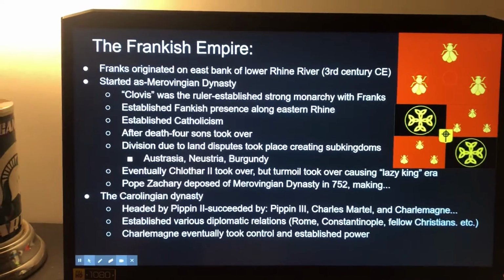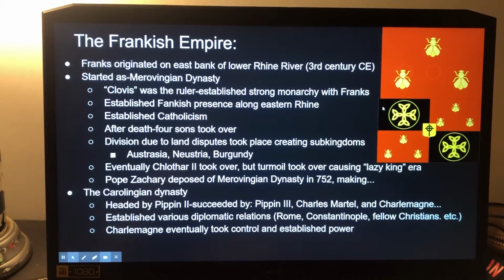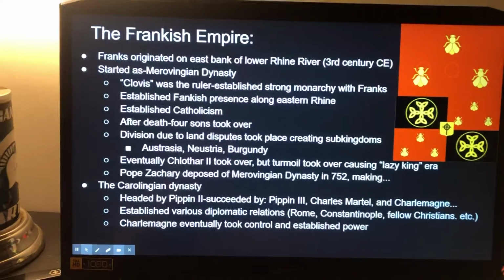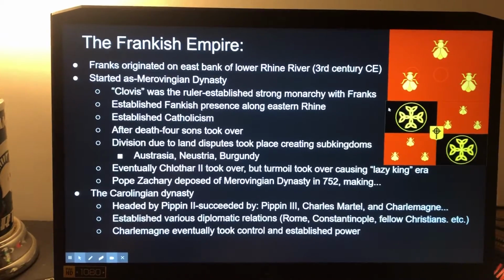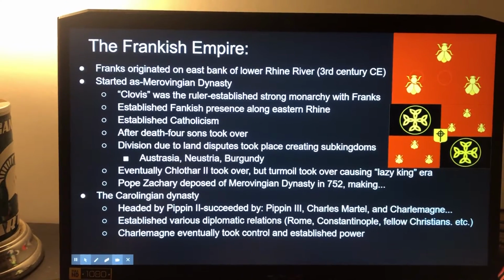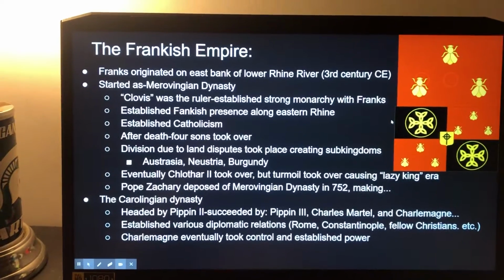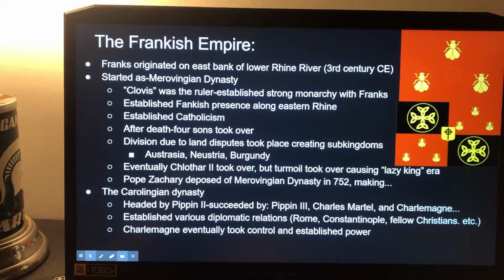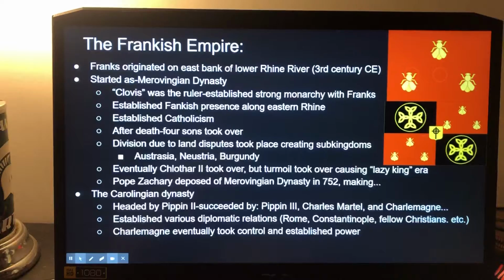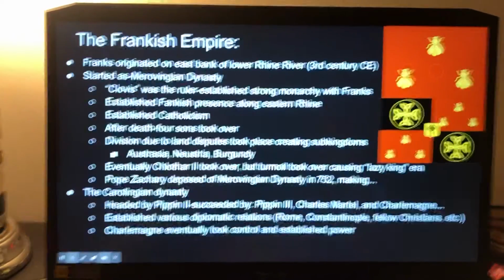They first started out as the Merovingian dynasty, which was headed by Clovis, the ruler, who established a strong monarchy with the Franks. He pushed Frankish presence along the eastern Rhine River and established Catholicism for the first time in the empire, taking away paganism. After his death, his 4 sons took over, and they often had land disputes, which caused division and the creation of the sub-kingdoms Austrasia, Neustria, and Burgundy.